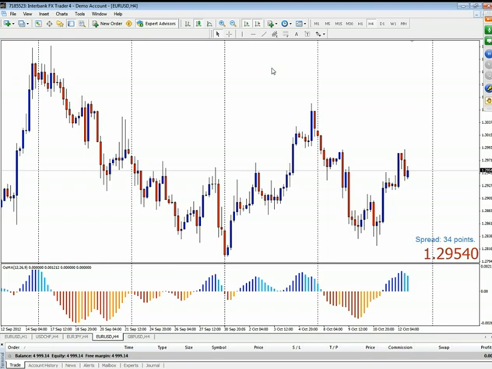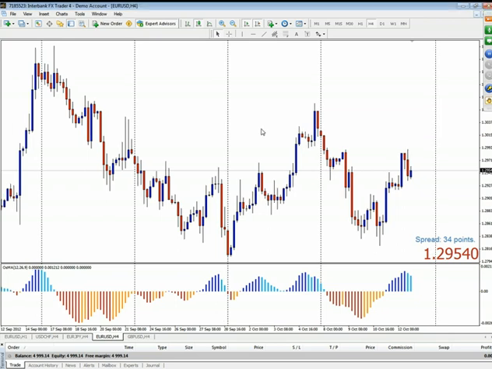To properly draw trend lines, you've got to know where to draw them from, okay? And there are two kinds of trend lines that I use. I call them major trend lines and minor trend lines, okay?